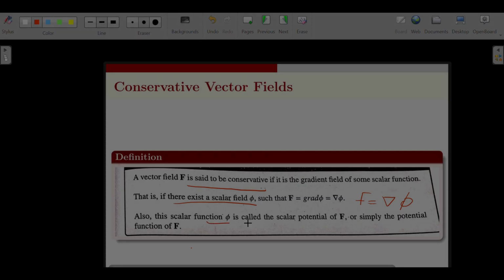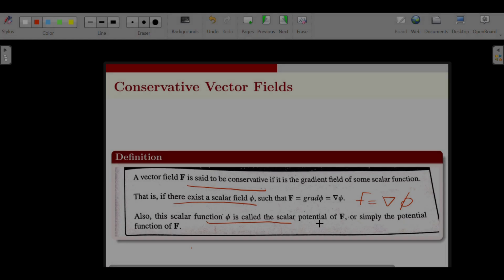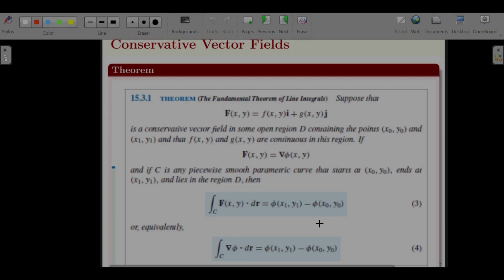This scalar function phi is called the scalar potential of F, or simply the potential function of F. So if you can find a function phi such that its gradient is the function F, then we say that the function F is conservative. That is the definition. Now let us move on to one of the important theorems, the fundamental theorem of line integrals. This is based on the conservative nature of the vector field F.